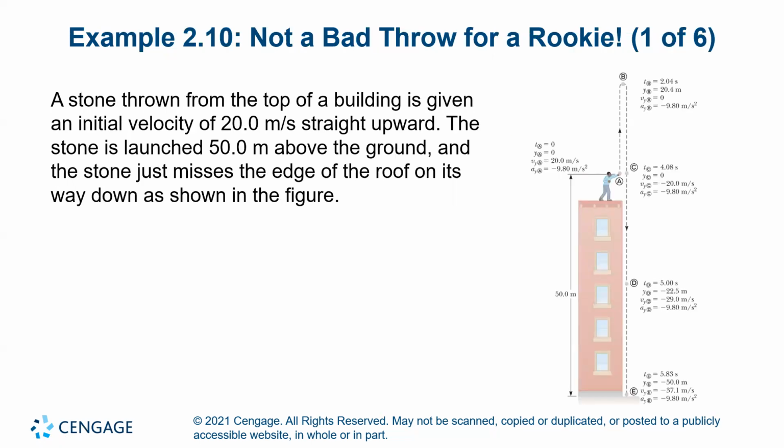Now let's look at some word problems. A stone thrown from the top of a building is given an initial velocity of 20 meters per second straight upward. The stone is launched 50 meters above the ground, and the stone just misses the edge of the roof on its way down, as shown in the figure.